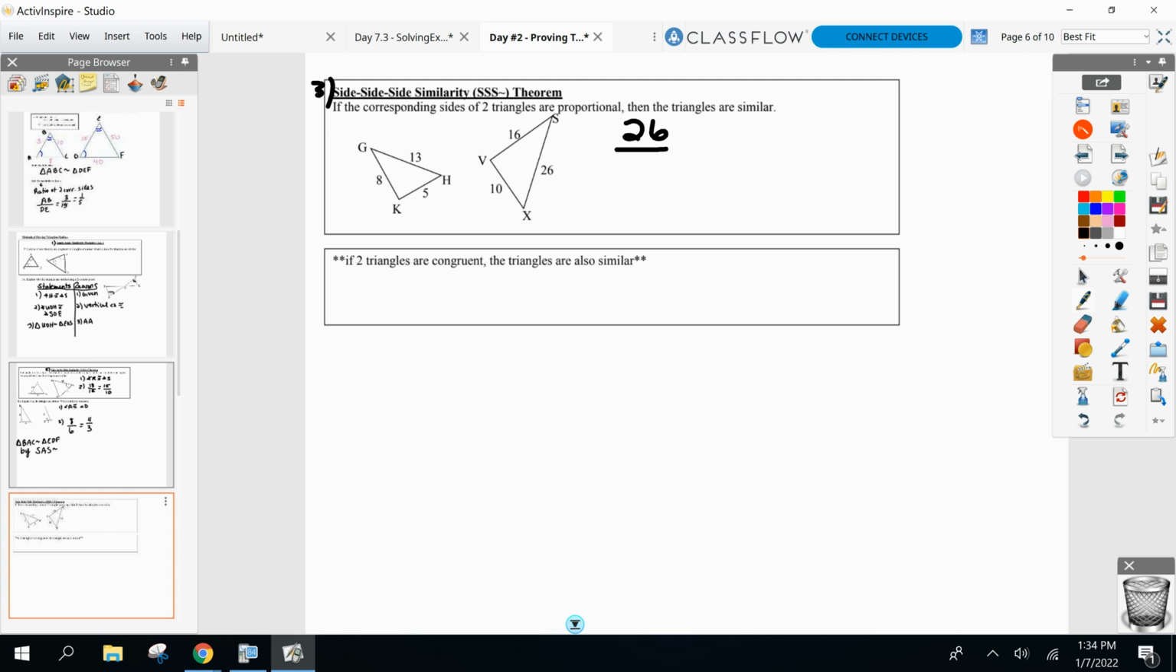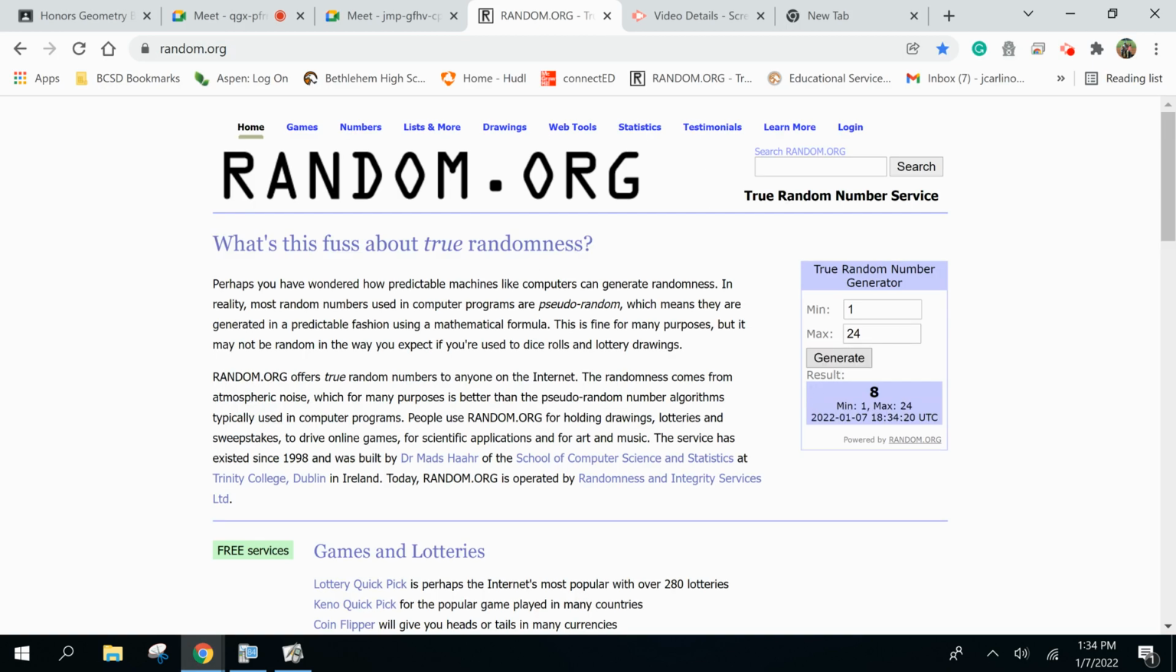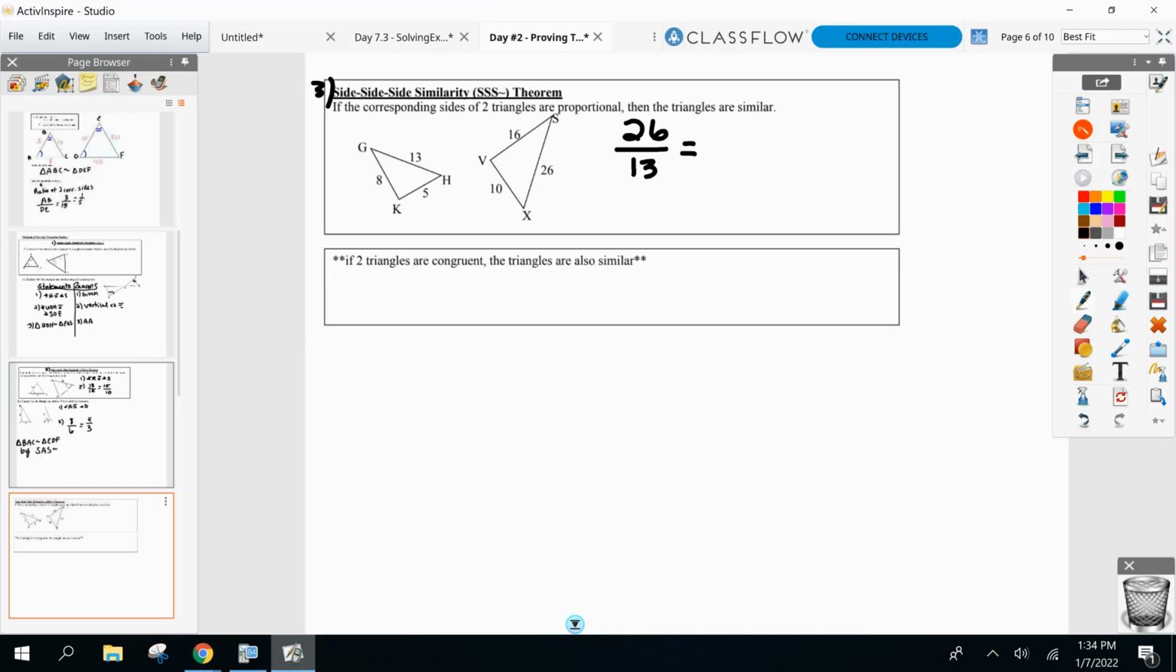So you know what I do? I take the easy way out. 26 is the biggest side here, right? So it should match up with the biggest side over here, which is 13. Is 26 over 13 the same ratio as, give me another side. 8, another side. 16. Okay, 16. You guys tell me now, what should the 16 match up with? 8.